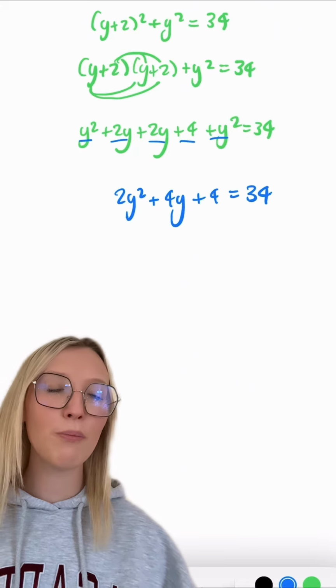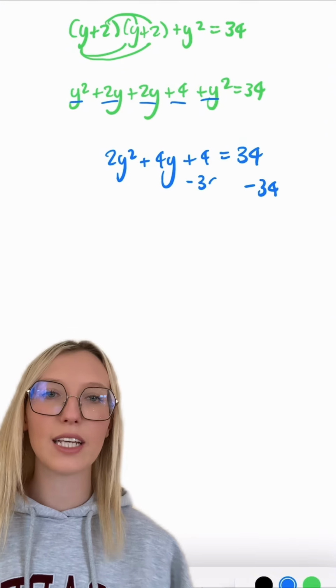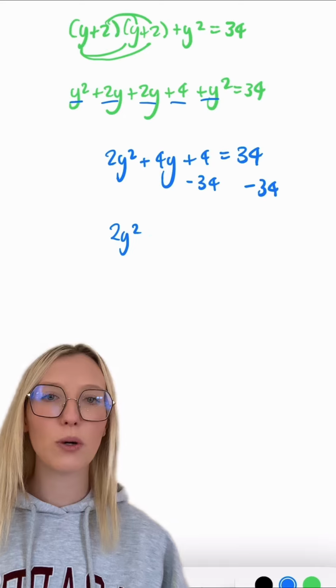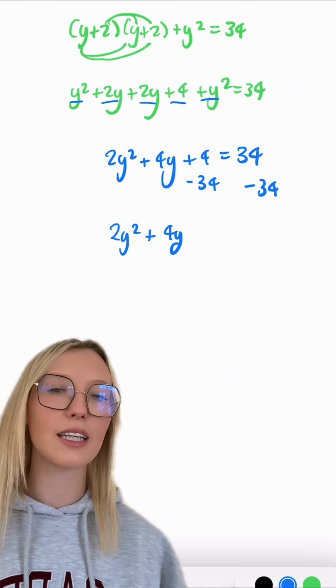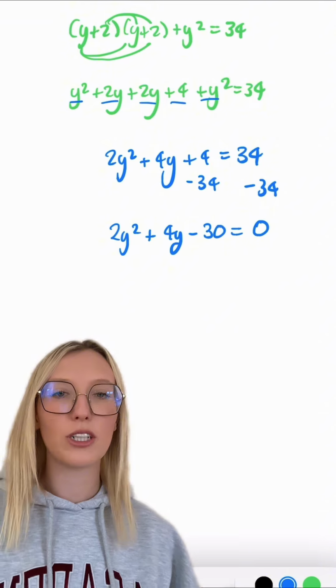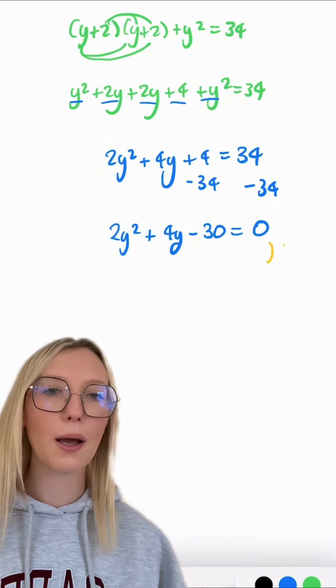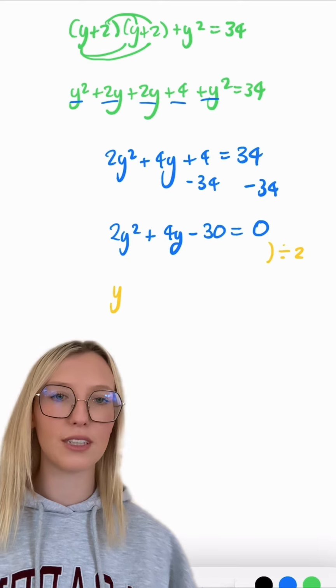We now want to make sure all of the terms are on one side of this equation. So we want to remove 34 from the other side. So we're going to subtract 34, which means we need to do the same over here. So we're left with 2y squared add 4y minus 30 equals 0. Now to solve this, we can go ahead and divide this whole equation by 2 to make it a bit simpler. So we're left with y squared add 2y minus 15 equals 0.